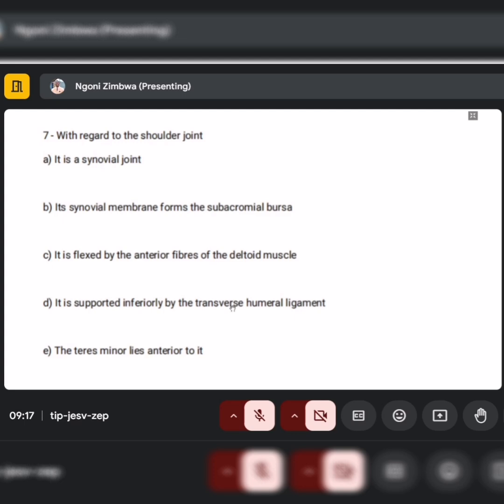B, its synovial membrane forms the subacromial bursa. That is false. Right. So most of the people, they confuse this part. So let me just summarize, right?